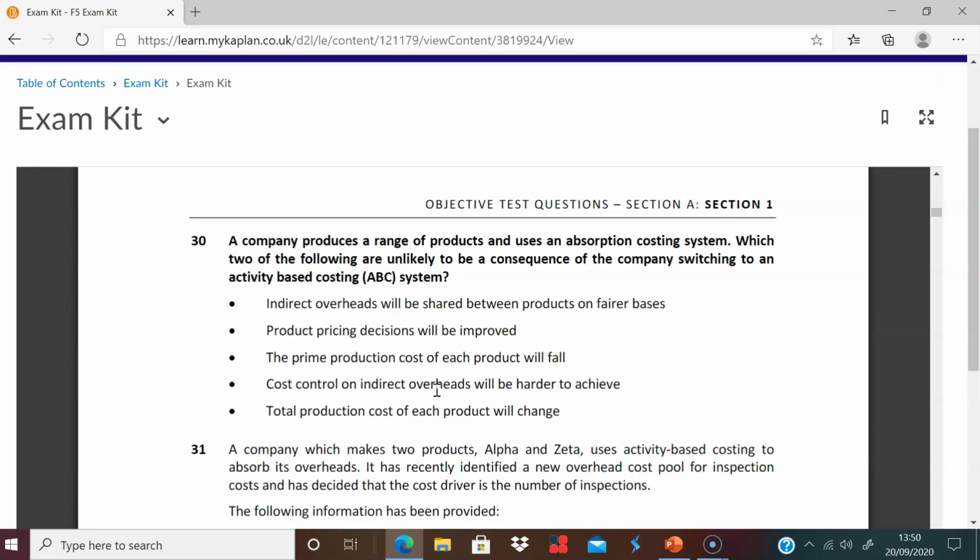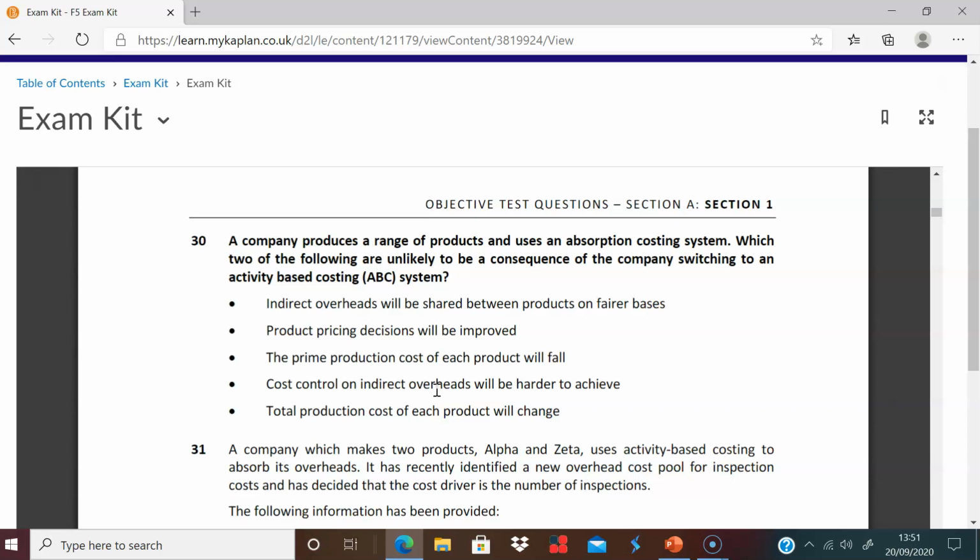What is interesting here is this is a little trick question. The prime costs, which are direct costs, are not affected here. If you remember, all these systems very much focus on overhead. So, will prime cost of production fall? No, that will remain the same. There's no consequence for prime cost of direct material and direct labor. Cost control on indirect overheads will be harder to achieve? No, on the contrary. We know what's driving the cost. If we can control the driver, we can control the cost. Total production cost of each product will change. That is definitely true. That's a consequence. So the prime costs of each is not a consequence.